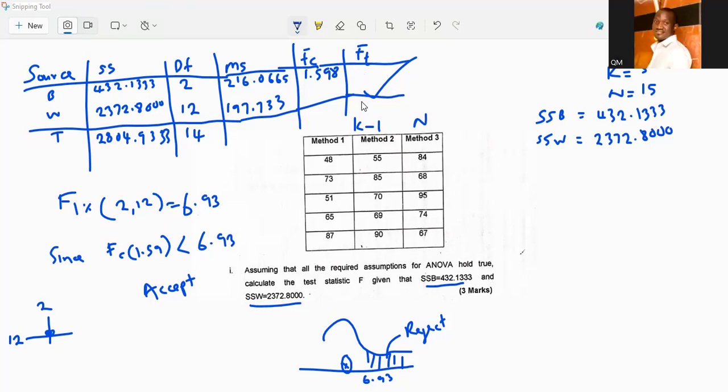So how do we get this 6.93? We found it from 2, 12. So 2, 12 we read from the table. Where they're meeting, it is 6.93. So we only reject if this one is more than that. But since this one is less than that, we accept. So our decision here to fail to reject is on account of the fact that there is no difference in there. Is that clear? It's now clear. Yeah.